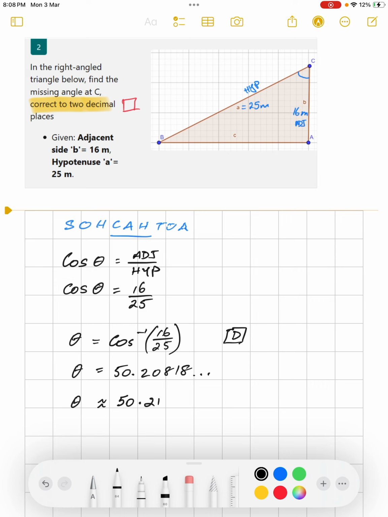Now the question says correct to 2 decimal places, so we will write 50.21, and we've got to put a degree, and we've got to say that's, well, we don't have to say, but that's the accuracy, and we're finished.